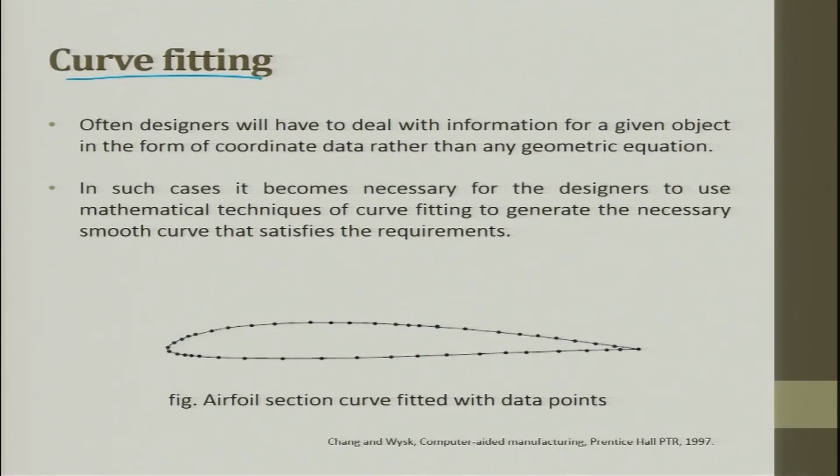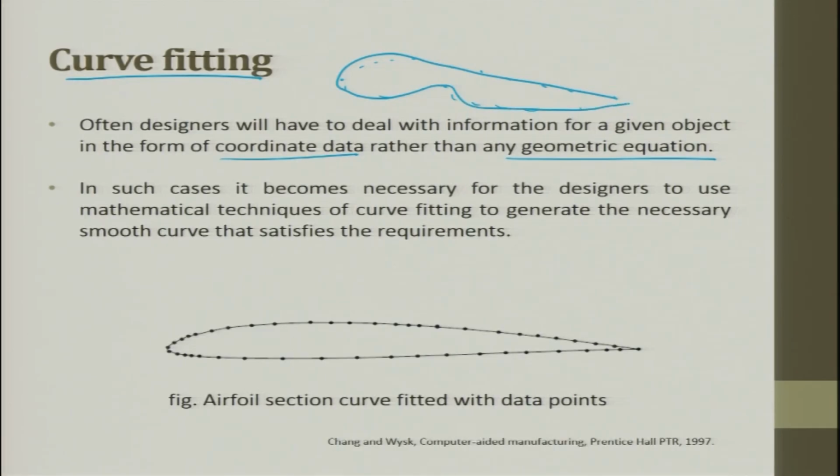Often designers will have to deal with information about a given object in the form of coordinate data rather than a geometric equation, because we touch surfaces and we get the data. So, you see here this gets developed. We cannot represent this form, which is a biomimicking form, in a geometric form. We always try to take several of these coordinate points, convert these coordinates and then get the value.